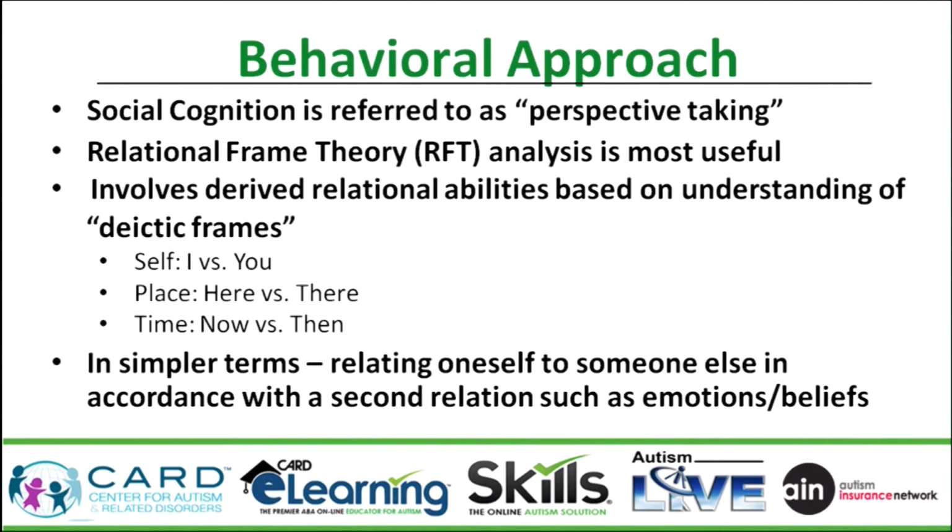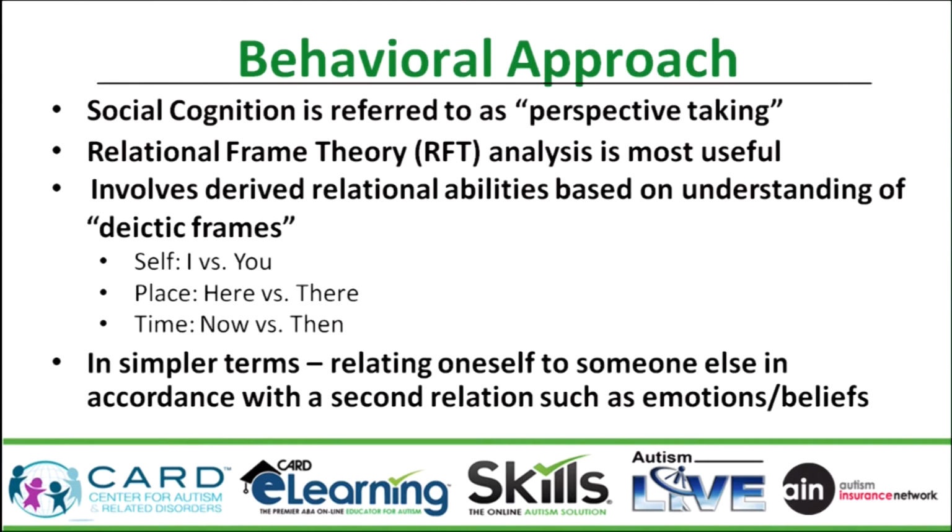And it involves derived relational abilities based on understanding of deictic frames. Whoa, does that sound confusing? I know. So I don't want to confuse any of you. But essentially what this means in simpler terms is it involves relating yourself to someone else in accordance with a second relation, like their emotions or beliefs. So it would be like, I think versus you think, or I feel versus you feel. And this ability to relate yourself with this other person in terms of the I versus the you, or they, bring in the here versus there.